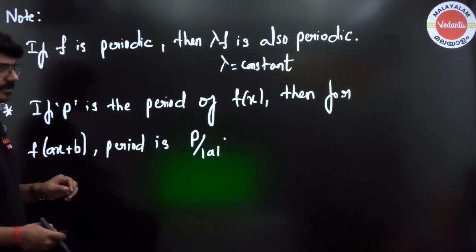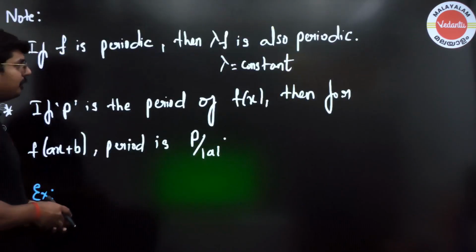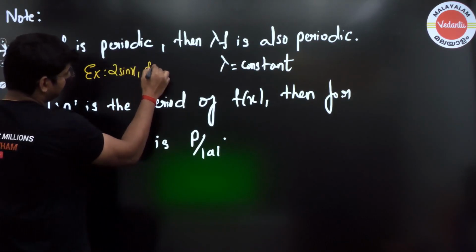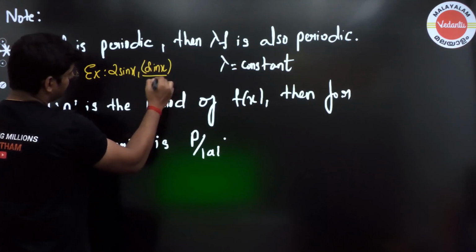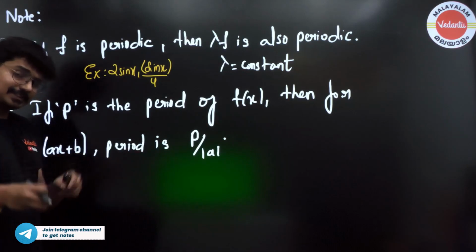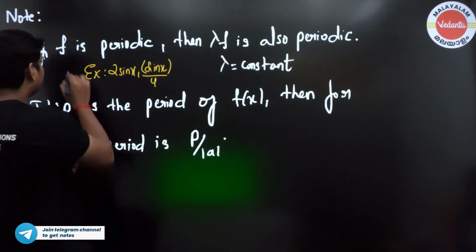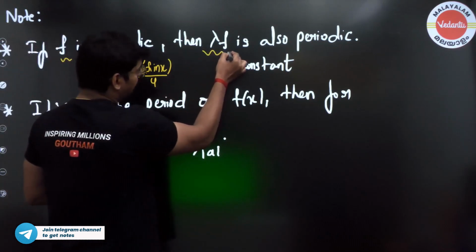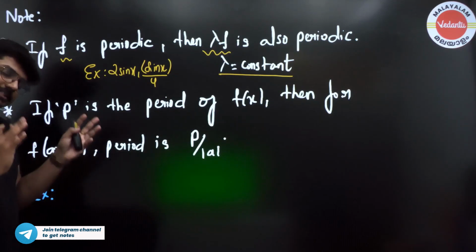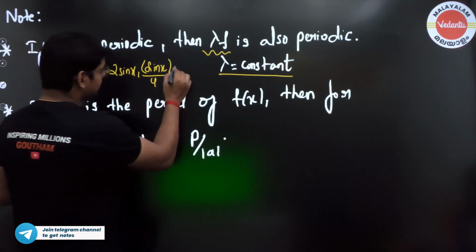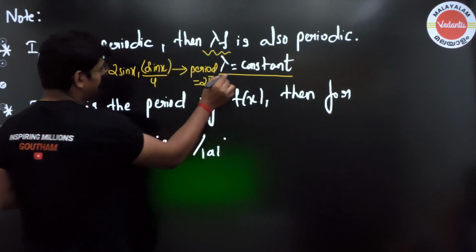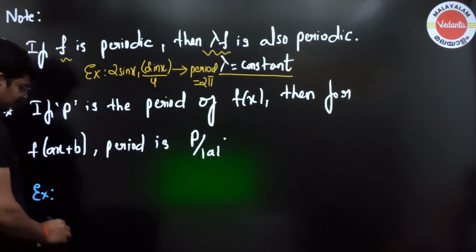Okay, but sometimes, instead of giving you like this, he might be giving you something like 2 sin x, or let's say sin x whole divided by 4. Now what about these functions? Will the period change? Is this still going to be periodic? Yes, it is. Remember, if f is periodic, then lambda times f, where lambda is a constant, is also going to be periodic, and the period is still going to remain the same. So for both these functions, the period is still going to be 2 pi. Remember that.